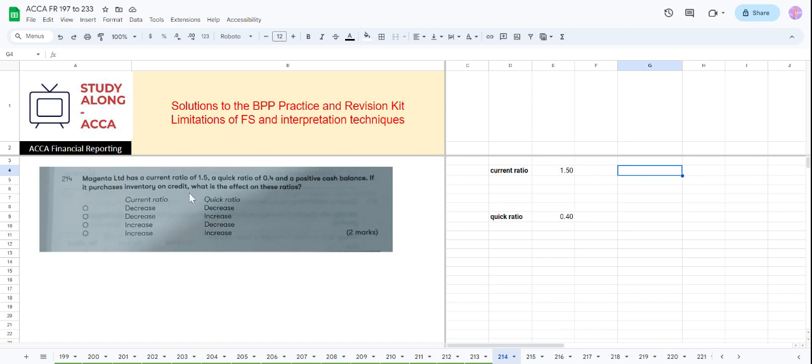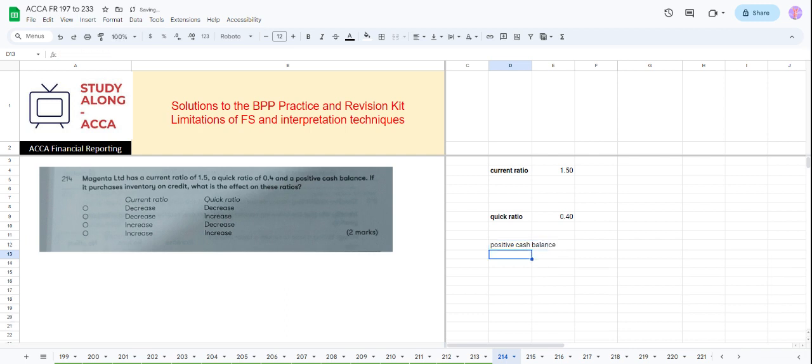They have given that they have a current ratio of 1.5, a quick ratio of 0.4, and a positive cash balance. If it purchases inventory on credit, what is the effect on this ratio? Effect, they have purchases inventory on credit.